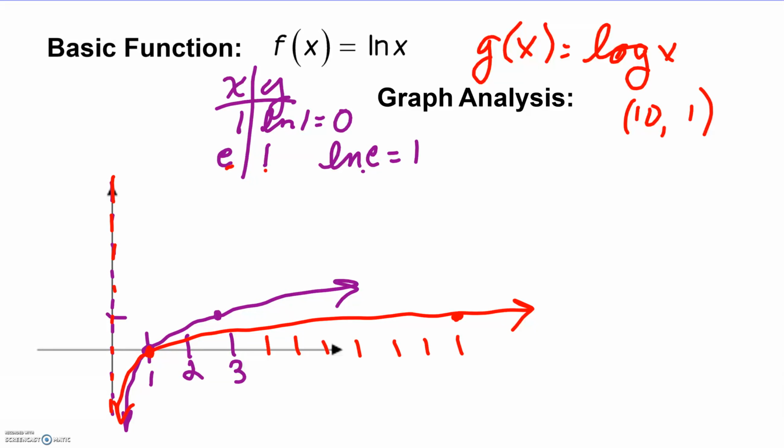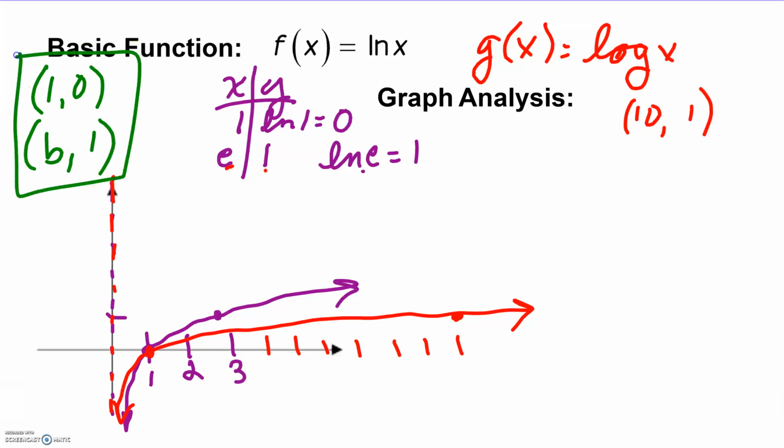So in summary here, the two key points that are going to be on every log graph are the points (1, 0) and (b, 1), where b is whatever the base of the function is. So keep those two in mind.